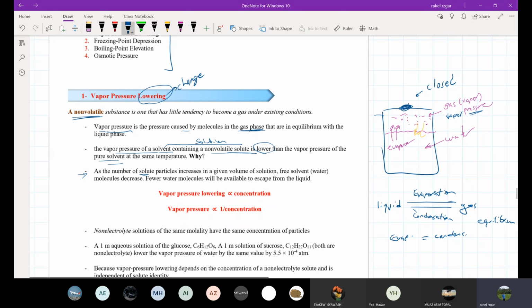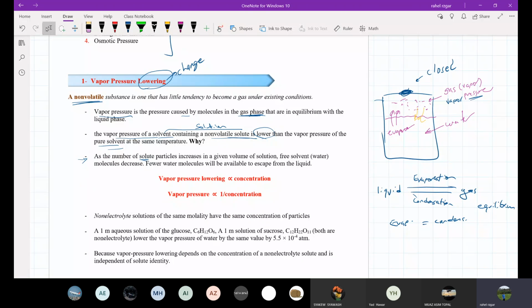Now, again, if we increase the concentration, the solute will grab the solvent. It will not let the solvent evaporate easily. If it doesn't let the solvent evaporate more, then we will have less gas, then less vapor pressure.